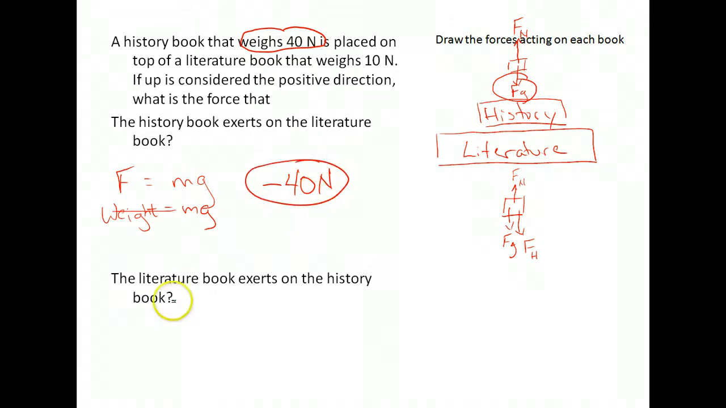Now, the literature book also exerts a force on the history book. Well, that force has to be equal and opposite, so it would end up being a positive 40 newtons. And we know this because the positive direction is up and it's defined in our problem. So this would have to be positive, this would have to be negative. All right, let's look at the next problem.